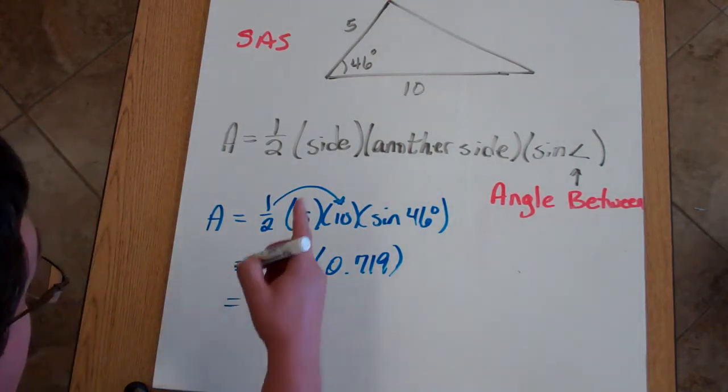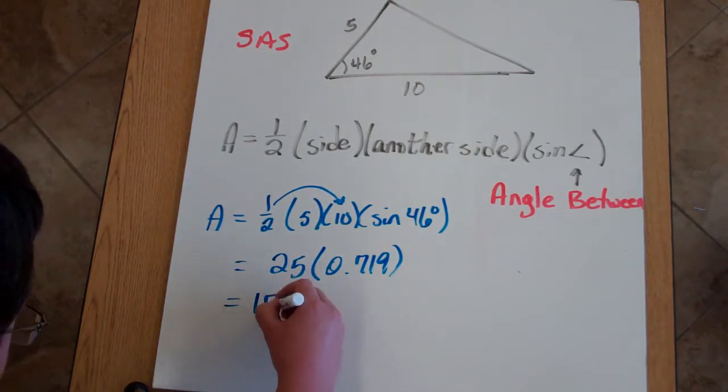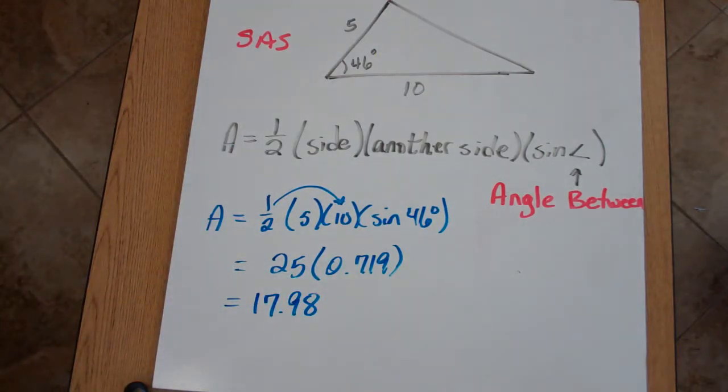So the area of our triangle, rounded to 2 decimal places, is going to be 17.98. Then, of course, units squared. Now, just to review this a little bit, remember it's 1/2 of one side times another side times the sine of the angle in between. Remember, it has to be the angle in between.